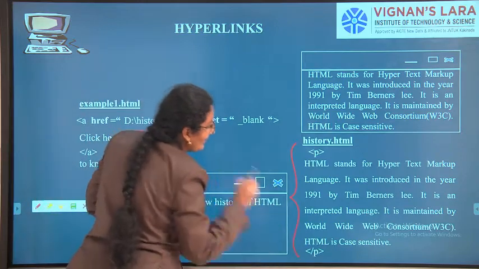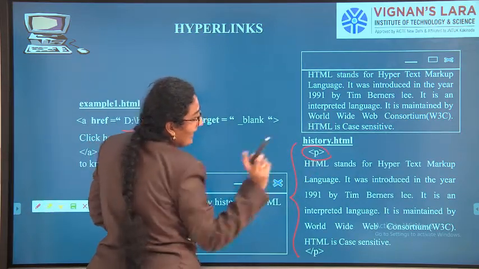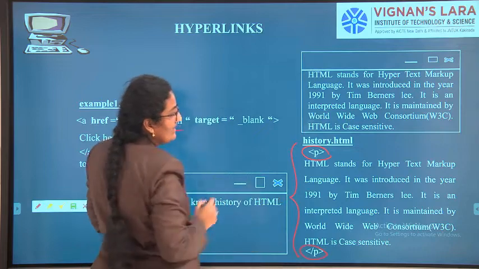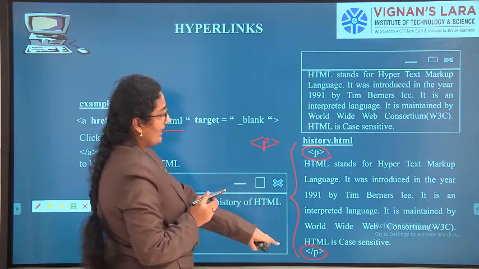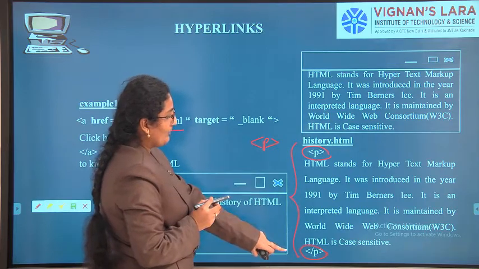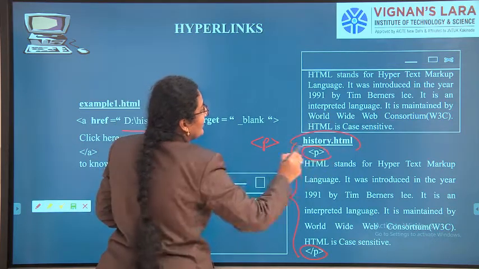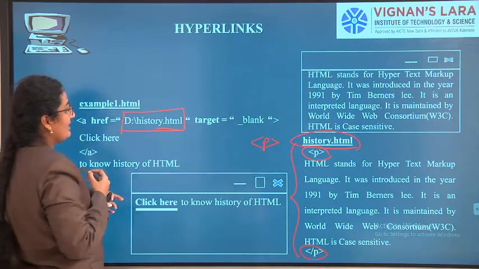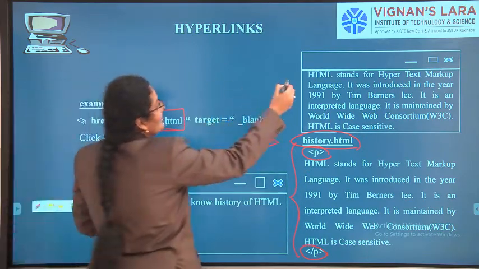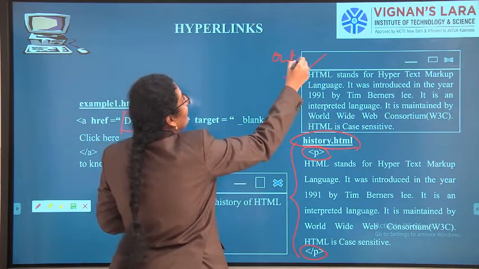This is history.html. In that I have used the paragraph tag. About paragraph we discussed yesterday. P is the paragraph tag. About HTML I have written and I used the paragraph tag, that I have named as history.html. That reference I have given here, which is in D drive. So it is displayed like this. This is the output window.